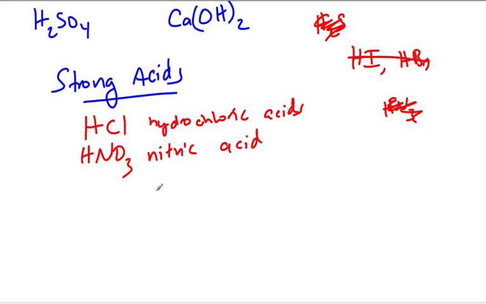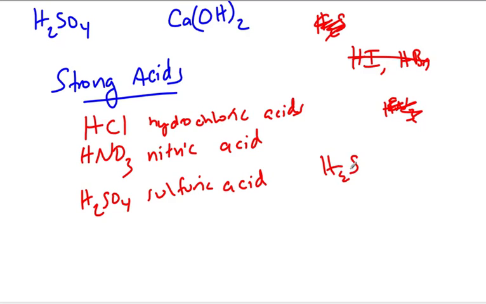And right here, H2SO4. This is called sulfuric acid. Because H2SO3 has sulfite, ite becomes ous. So sulfurous acid. That's not a strong acid. This is a strong acid.